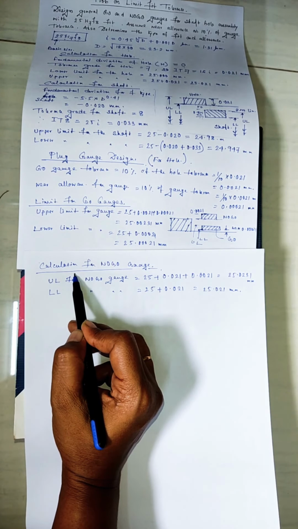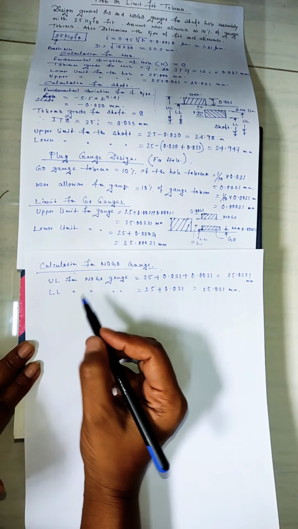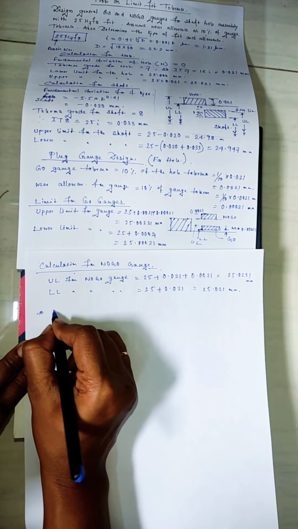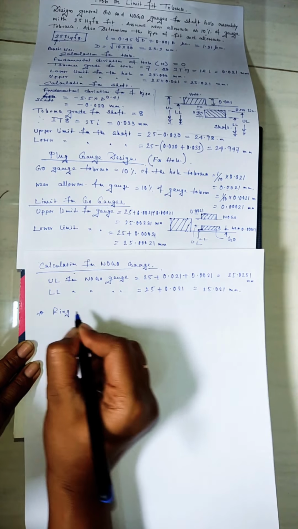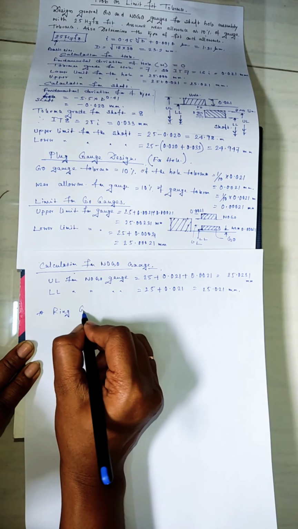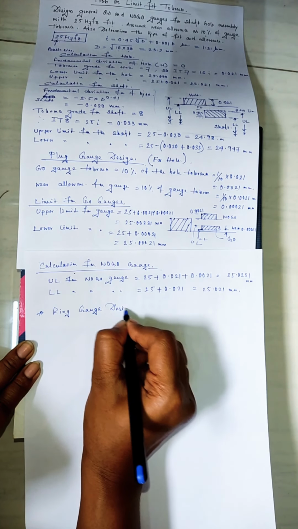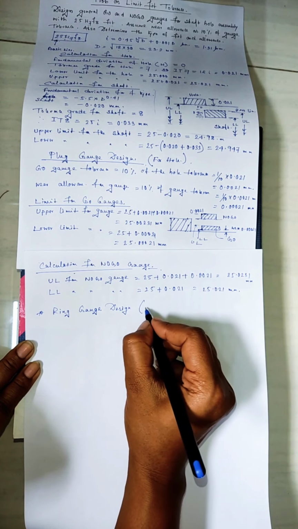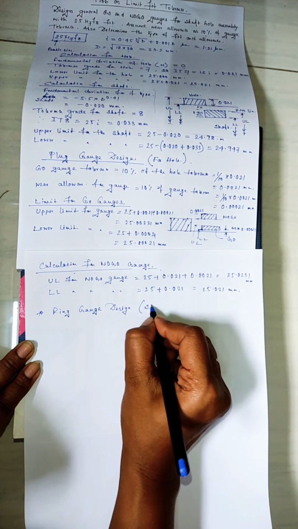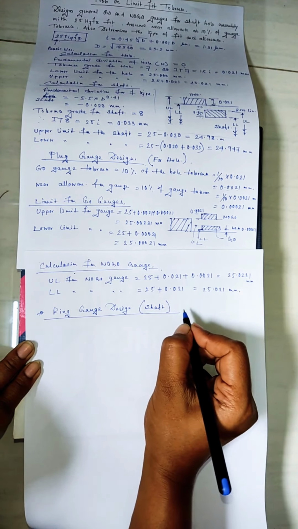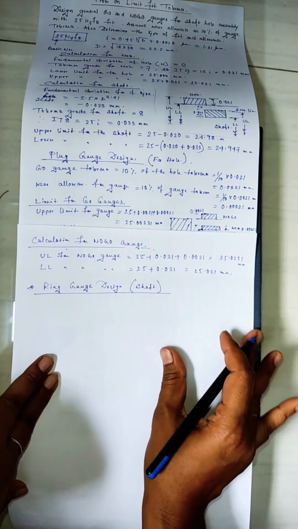Ring gauge is used for the shaft. So calculation for ring gauge. The ring gauge design is used for the shaft, right? So first we draw the figure.